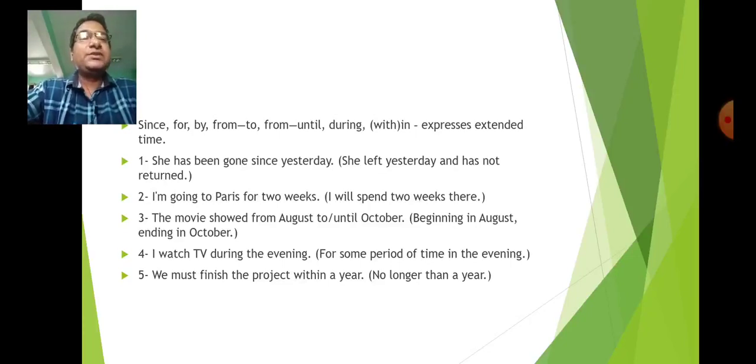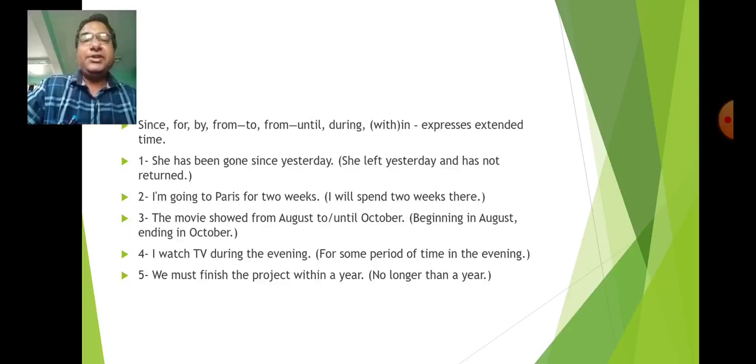See the examples. She has been gone since yesterday. She left yesterday and has not returned. This is the meaning. I am going to Paris for 2 weeks. I will spend 2 weeks there, meaning I am going to Paris for a stay. The movie showed from August until October, beginning in August and ending in October. This is the concept of this sentence.